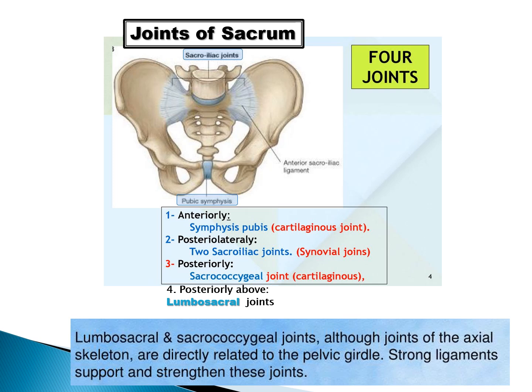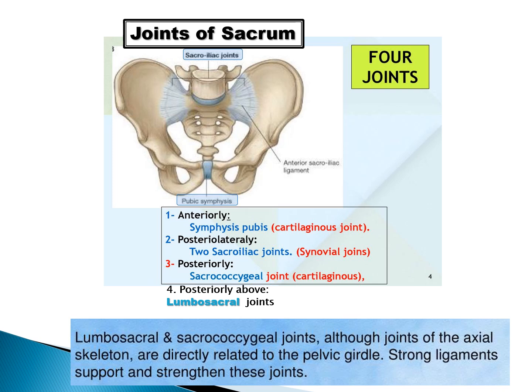Coming to the joints of the sacrum. Sacrum has four important joints. Anteriorly, pubic symphysis, a cartilaginous joint. Posteriorly, two sacroiliac joints, which are synovial joints, laterally. Posteriorly, sacrococcygeal joint, inferiorly. And posteriorly and superiorly, lumbosacral joints.